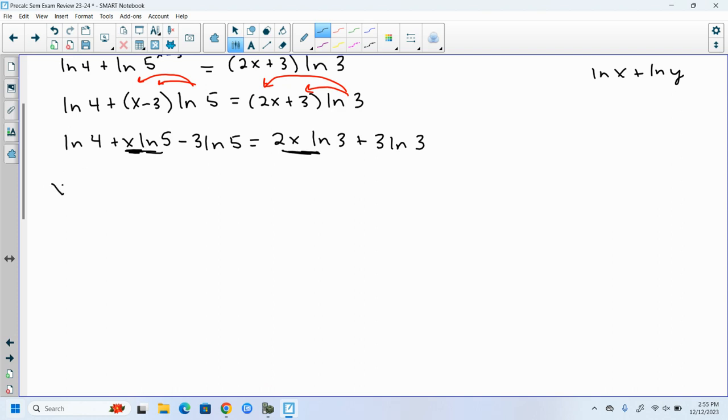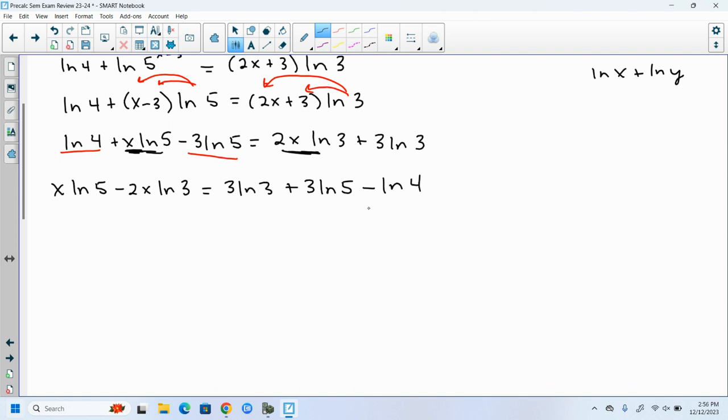So that's going to give me x natural log of 5. I'm going to subtract that, equals, I got my 3 natural log of 3, and now I got to move. I'm going to add this one. So that gives me plus 3 natural log of 5, and then I'm going to subtract that to get it to the other side, so I get minus natural log of 4.